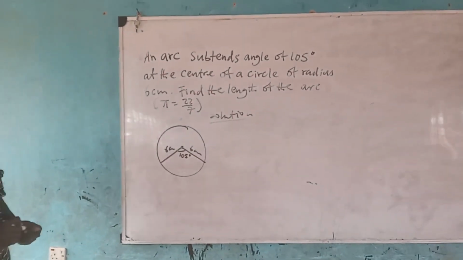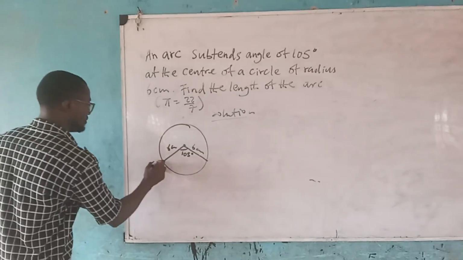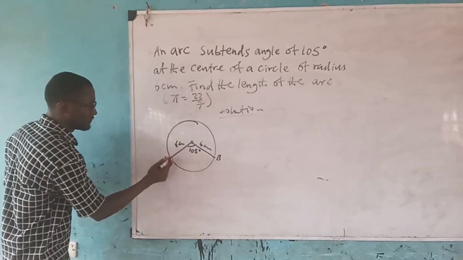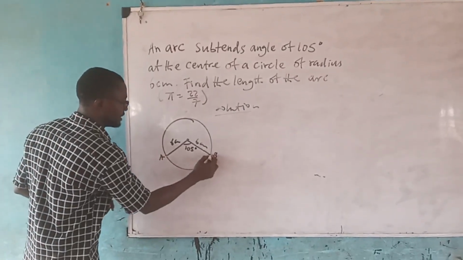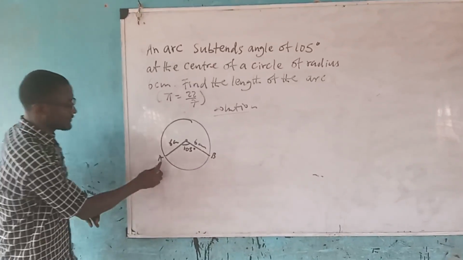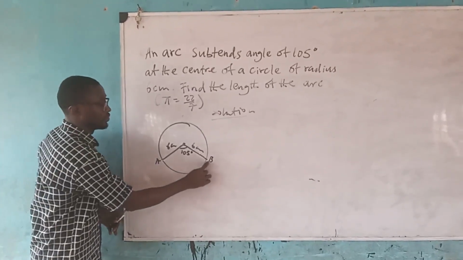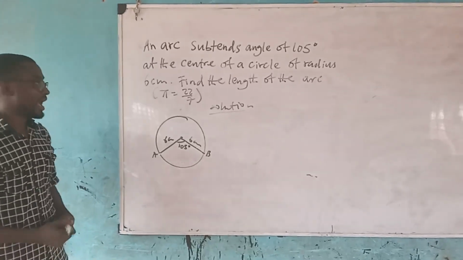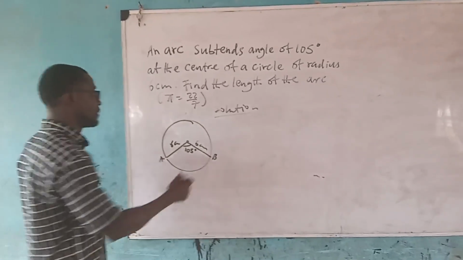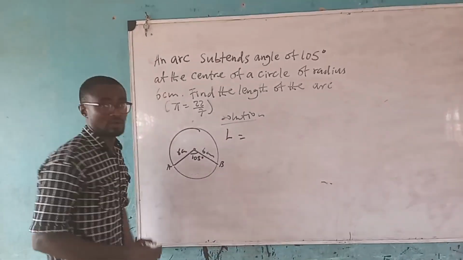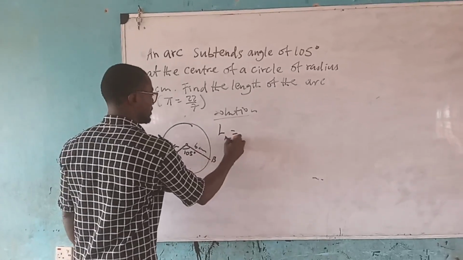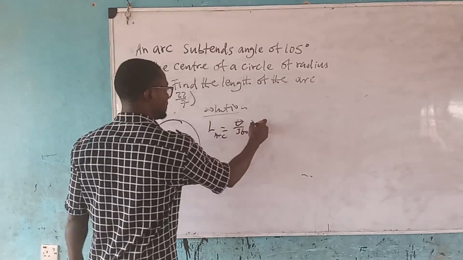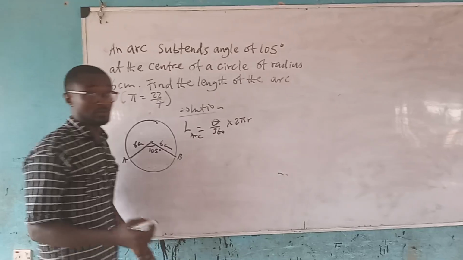Now, what are we asked to find here? We are asked to find the distance from here. Let's say here is A and here is B. What is the distance from this spot, following this curved path, to this spot? This path from A down to B is an arc. So we have to find the length from here to this point. From our explanation last time, the formula for calculating the length of an arc is equal to theta over 360 multiplied by the perimeter of the circle.